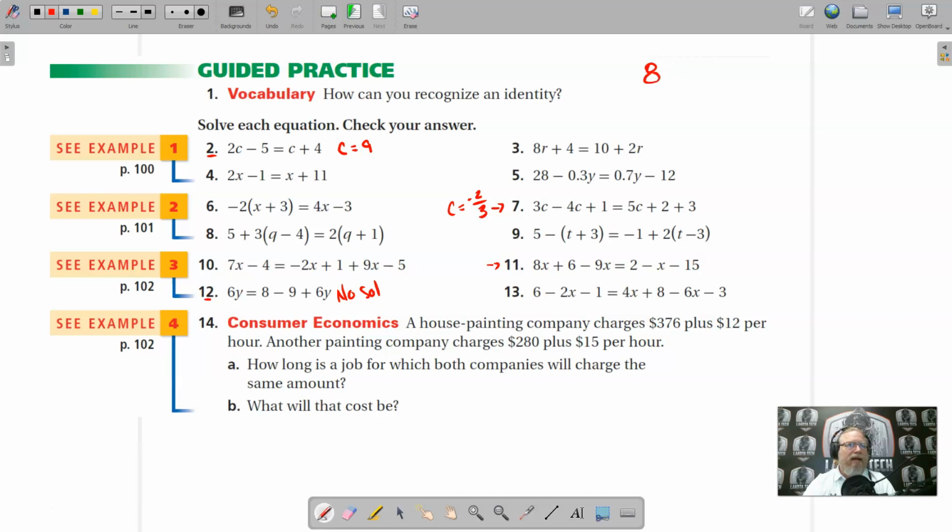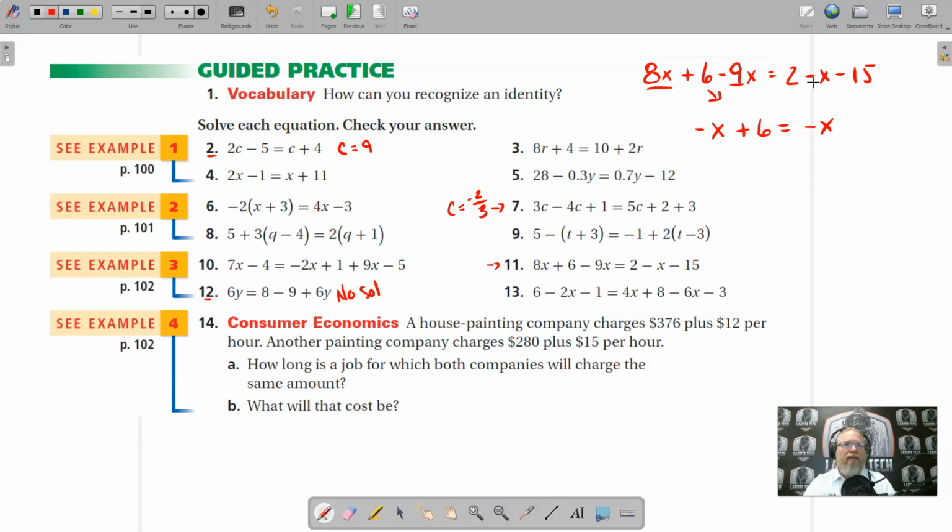So we have 8x plus 6 minus 9x equals 2 minus x minus 15. So let's combine our like terms. 8x's minus 9x's is negative 1x. And let's bring our plus 6 down. All right, combine those, bring down the plus 6. Now on the right over here, I have, we'll pull this negative x right here. Yeah, this will work nice. Actually, I think it's going to be no solution. I'll double check here in just a moment.